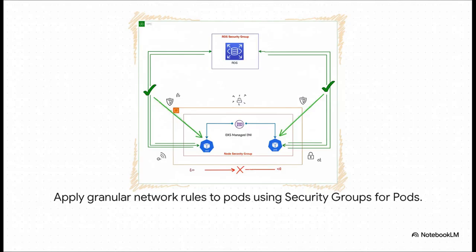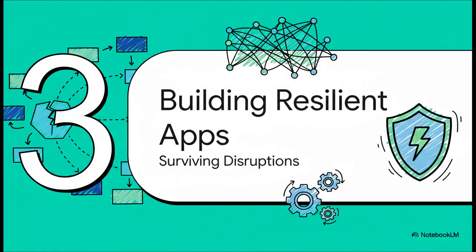And here's another awesome tool for that: security groups for pods. See, in the old days, you'd put a security group on the whole server, and every pod on it got the same rules. Kind of clumsy. But now you can attach an AWS security group directly to a pod. As you can see right here, this gives you surgical control, like saying only these specific application pods are allowed to talk to my RDS database. It's incredibly powerful.